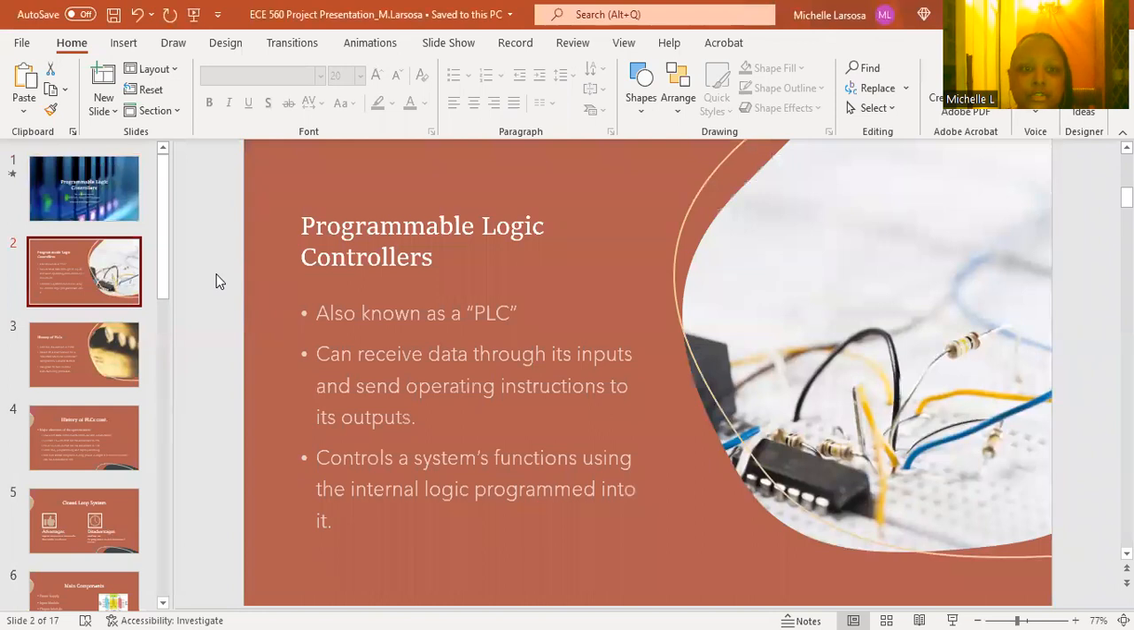So programmable logic controllers, also known as PLCs, I will be using that reference mostly throughout this presentation. PLCs are able to receive data through inputs and send operating instructions to outputs. The controls for the system's functions are used by PLCs using the internal logic programmed into it.